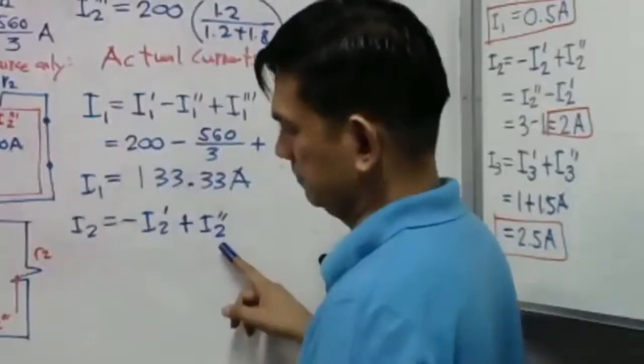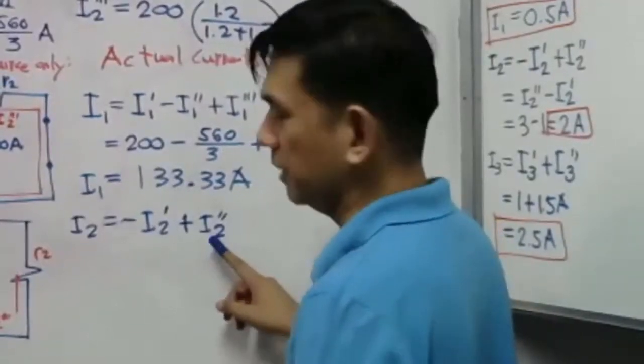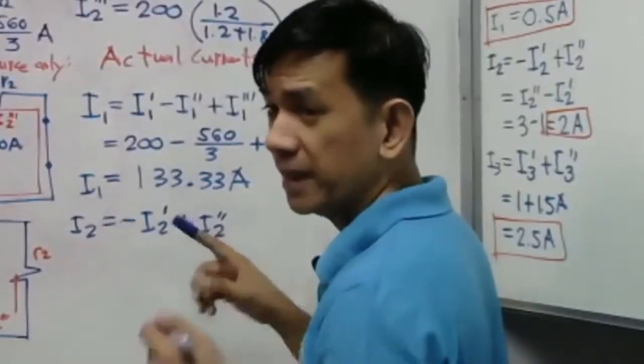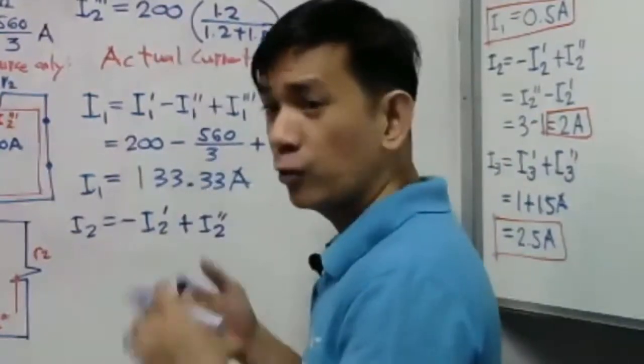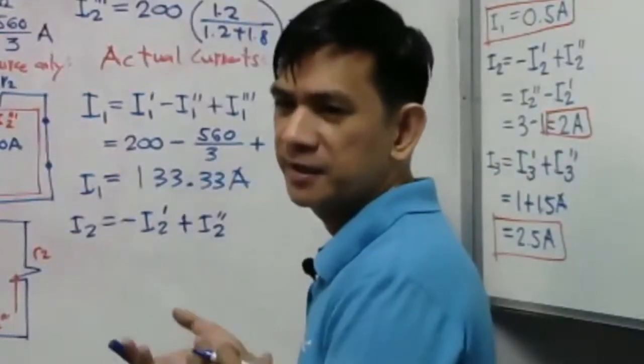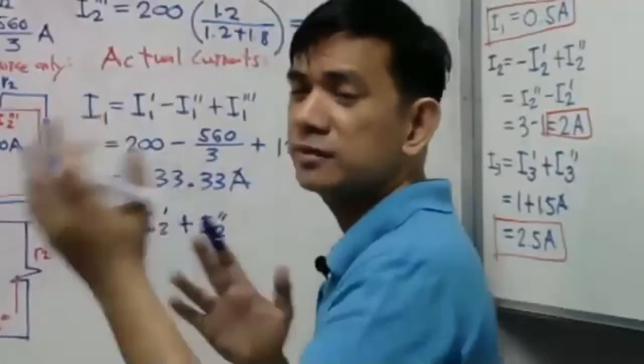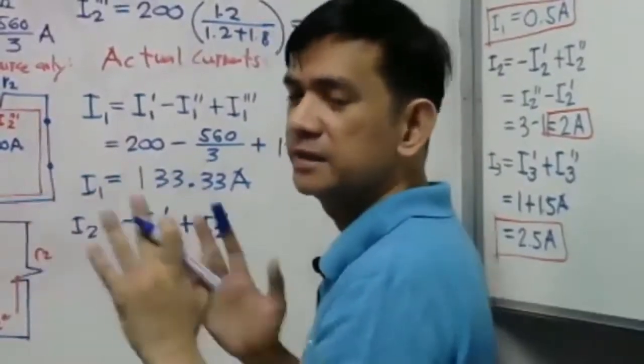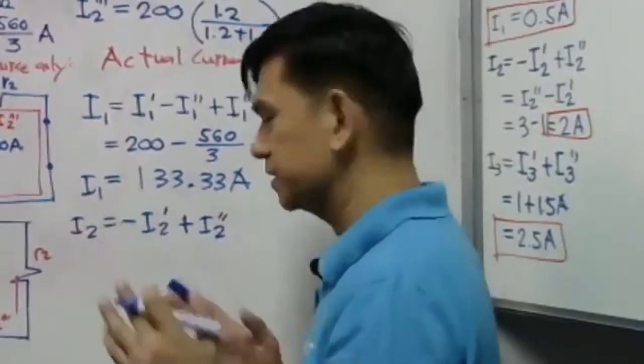I2 double prime. Kasi same direction siya eh. Pag parehas ng direction, positive. Pag opposite, negative mo siya. Baliktad siya dun sa Kirchhoff law, ha? Nung nasa Kirchhoff's law tayo, iba yon. It's different in the Kirchhoff's law.